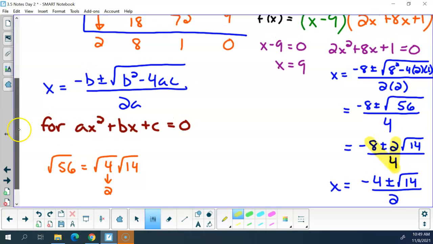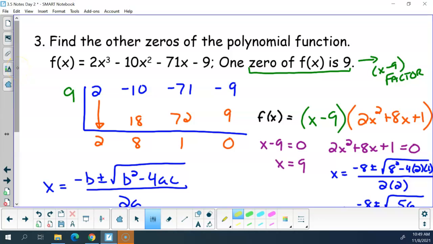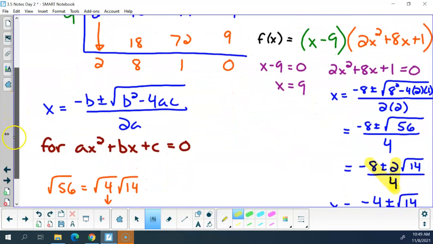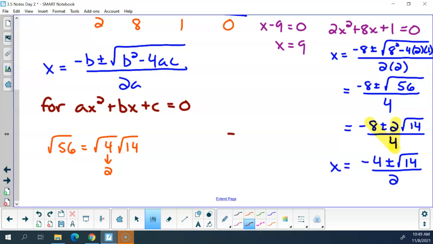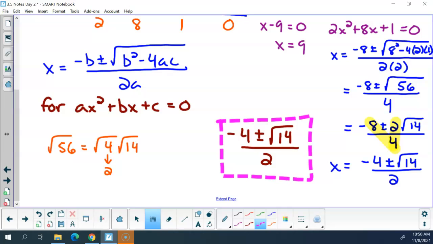Now, the answer to this question is to find the other zeros. They gave us 9, so we don't have to find 9 anymore. The true answer to this question is that the other two zeros are -4 plus the square root of 14, all divided by 2, and -4 minus the square root of 14, all divided by 2. If you wrote 9 as your answer also, I wouldn't take off for that, if you just listed all of the zeros.